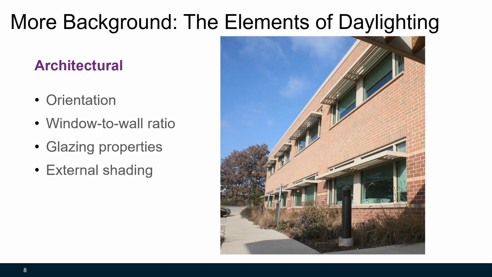The properties of the glazing itself, such as visible transmittance, also have an impact. A visible transmittance of 50% or greater lets in light while preserving views of the outdoors. Lastly, the presence of external shading can reduce unwanted or glary daylight without the need to close interior blinds.